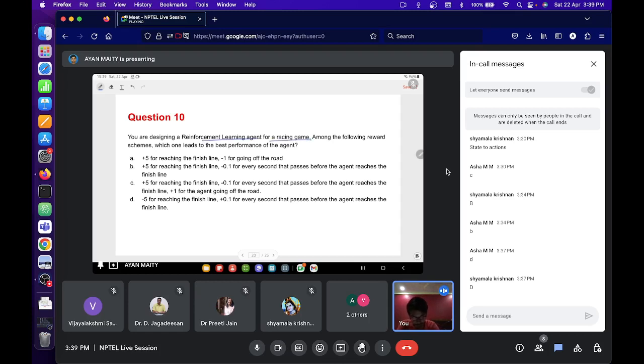Option A is +5 reward for reaching the finish line and -1 for going off the road. Option B is +5 for reaching the finish line, -0.1 for every second that passes before the agent reaches the finish line. Option C is +5 for reaching the finish line, -0.1 for every second that passes before the agent reaches the finish line, and +1 for the agent going off the road. Option D is -5 for reaching the finish line, plus 0.1 for every second that passes before the agent reaches the finish line. So which reward function would lead to the best performance of the agent?